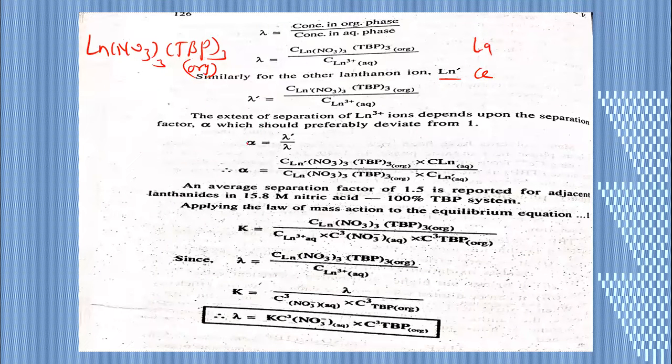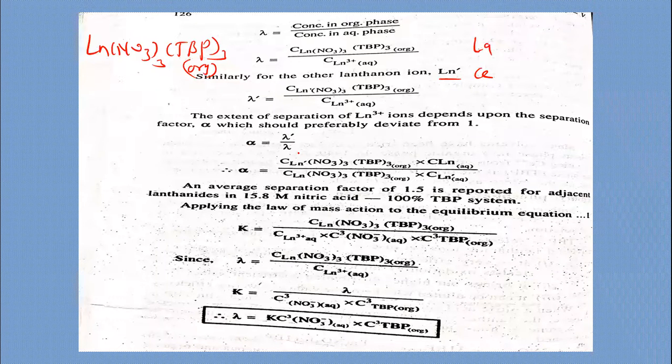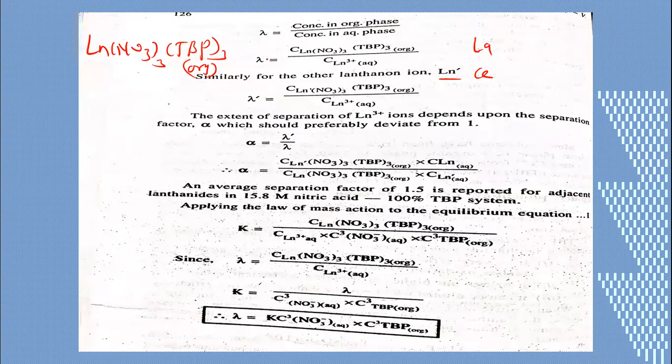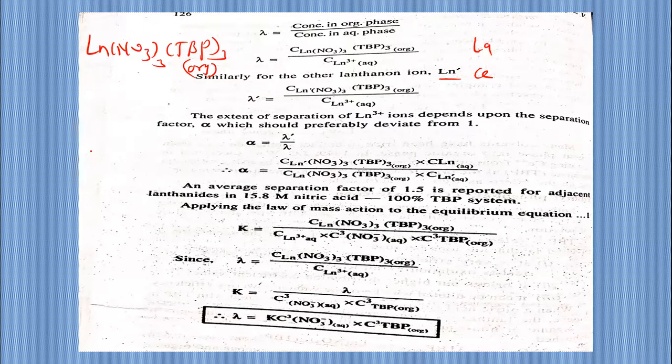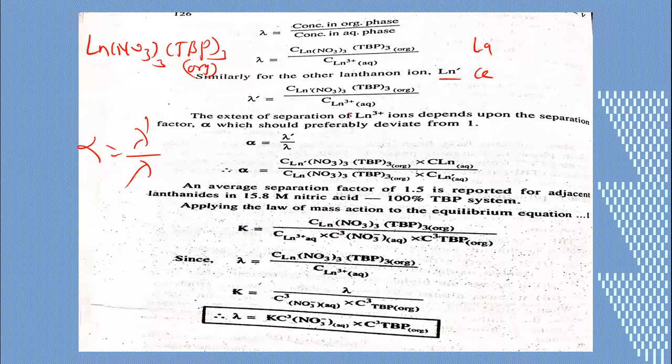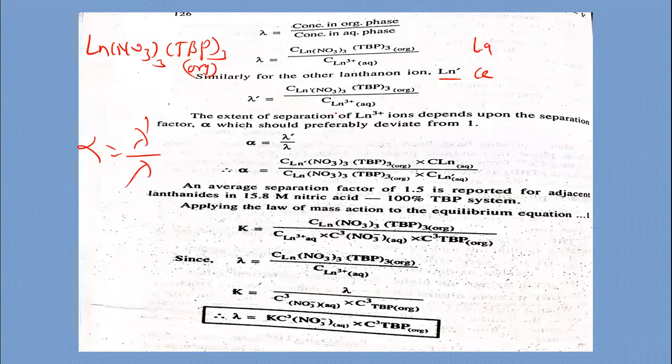Now we can calculate the separation factor alpha, which is lambda dash divided by lambda. So alpha is equal to lambda dash divided by lambda. We can put in the values and write this equation: concentration of the next lanthanum complex divided by concentration of the first lanthanum complex, multiplied by concentration of the first lanthanum in aqueous phase divided by the concentration of the next lanthanum in aqueous phase.